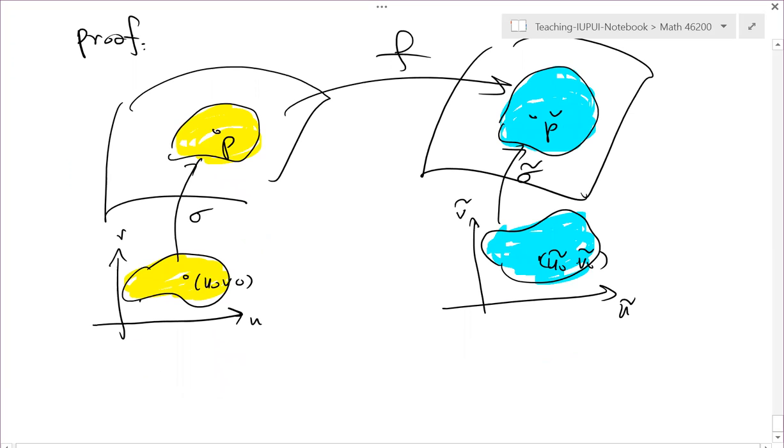So now let's take a look at the picture. F sends the whole surface S into another surface S2. So at least send the yellow part somewhere here. Send this yellow part to cover this neighborhood. So this is the yellow part, right? Okay.